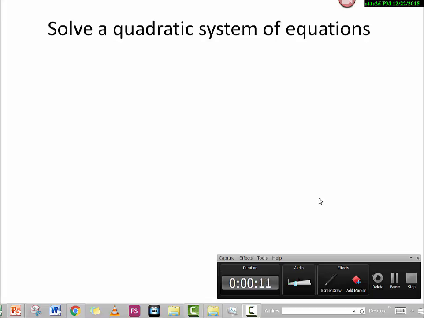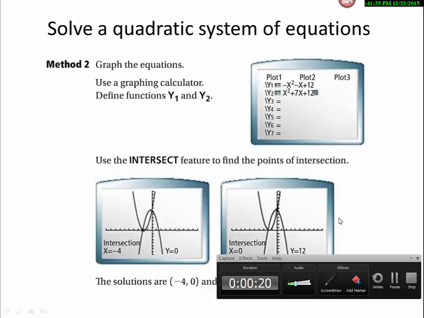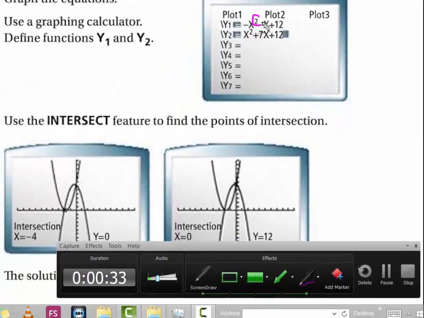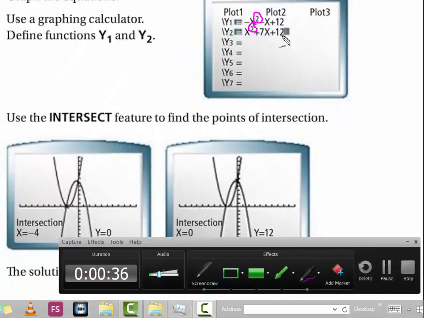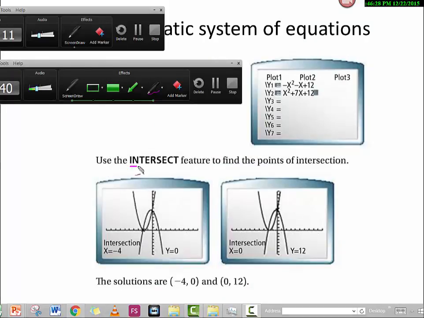Now I'm going to show you another way to do it, to solve the system by using the calculator. All you need to do is to use your graphing calculator by inputting your equations right here. So this is a system of two quadratic equations. Once you enter these correctly, we use the intersect function in your calculator to find the points of intersection. These are the intersection points, which are the solutions to the system of these quadratic equations.